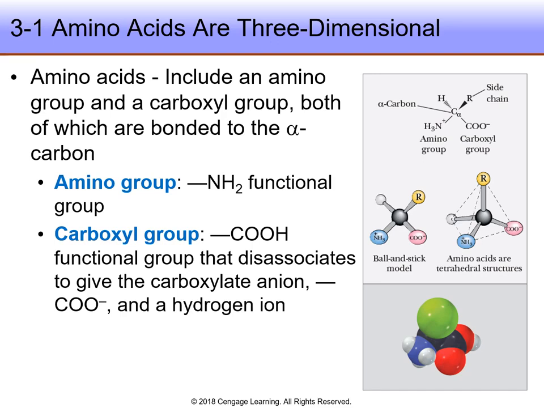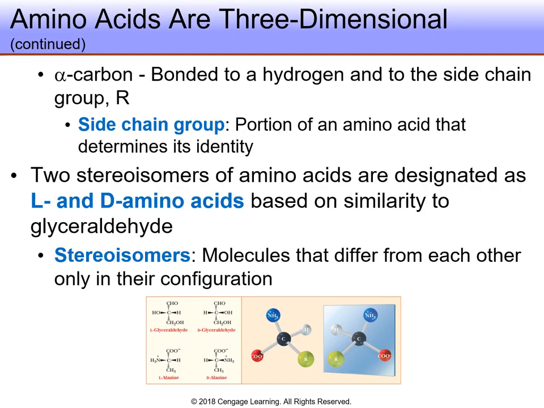Now the R group is the one that is different in all the 20 amino acids. So the R group determines the identity of your amino acids. So we have alpha carbon, as I said, and the side chain. The two-dimensional formula shown here can only partially convey the common structure of amino acids, because one of the most important properties of these compounds is their three-dimensional shape, or stereochemistry.